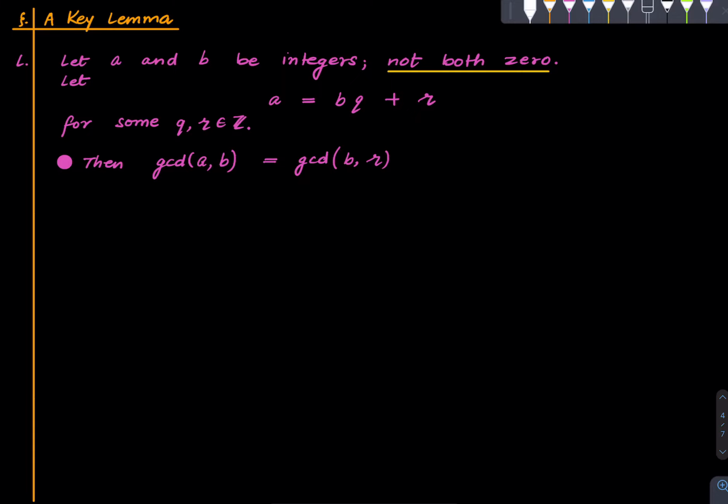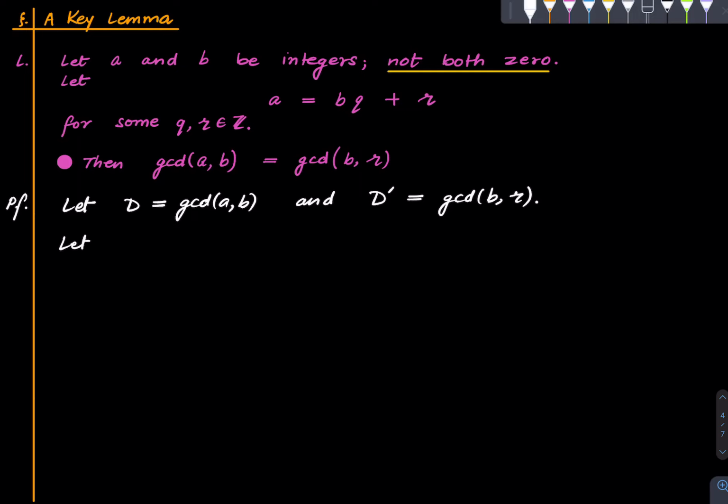So here is the proof. Let D be a common divisor. So yeah, maybe we will develop this notation. Let's say D is equal to the GCD of a comma b, and let's say D prime is equal to GCD b comma r. We want to show that D is equal to D prime.